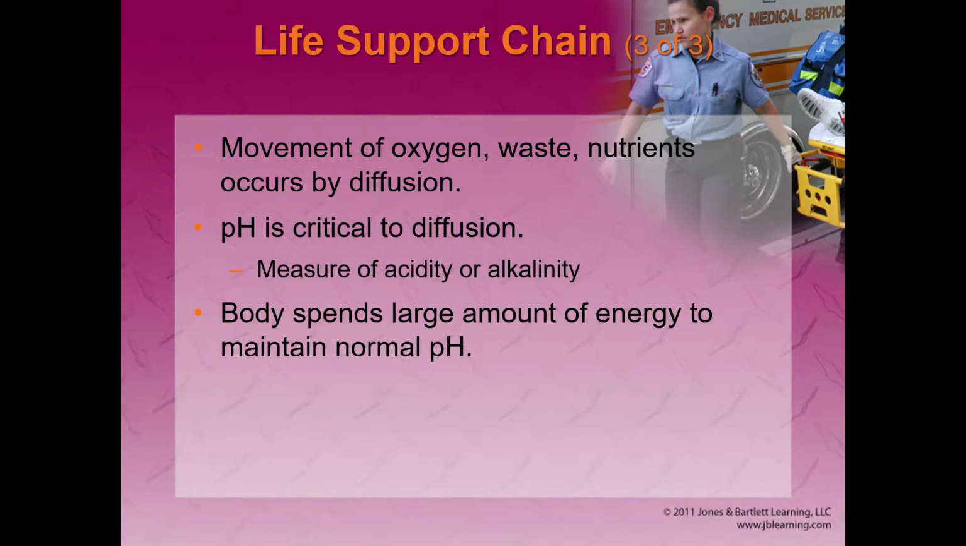All movement of oxygen, waste, nutrients, etc. occurs by diffusion. So diffusion is going from that area of high concentration to the area of low concentration, trying to balance out the system. pH is absolutely critical to diffusion. pH measures the amount of acid or the amount of base in a substance. The body spends an enormous amount of energy to try and maintain a normal pH.